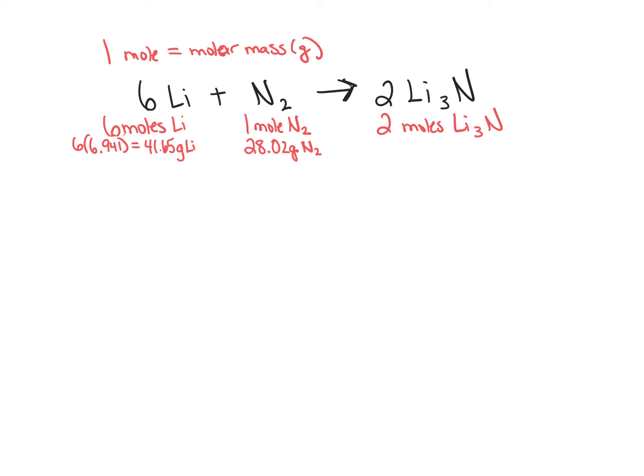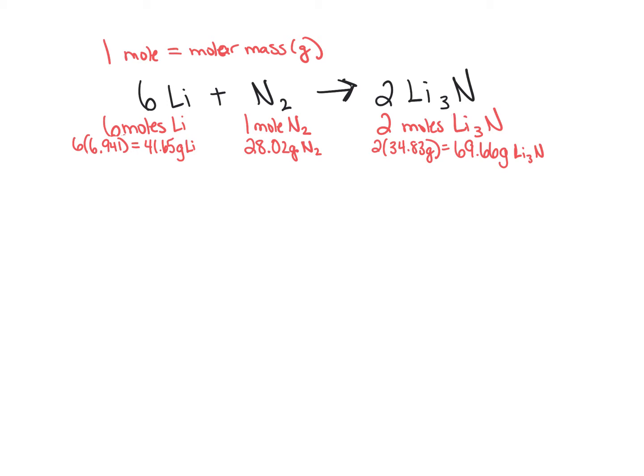It also tells me that I need 2 moles of lithium nitride. So again, I can look on the periodic table and calculate the molar mass of lithium nitride and multiply it by 2. And then that tells me that the recipe will make 69.66 grams of lithium nitride. So the equation tells us how many moles we need, and we can calculate how many grams that would be.